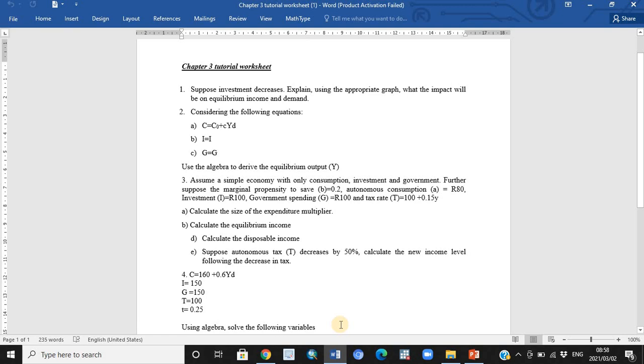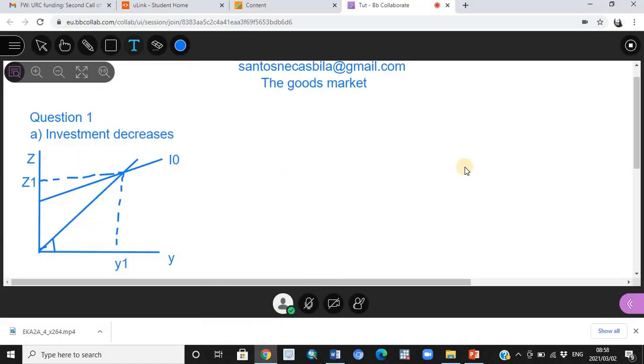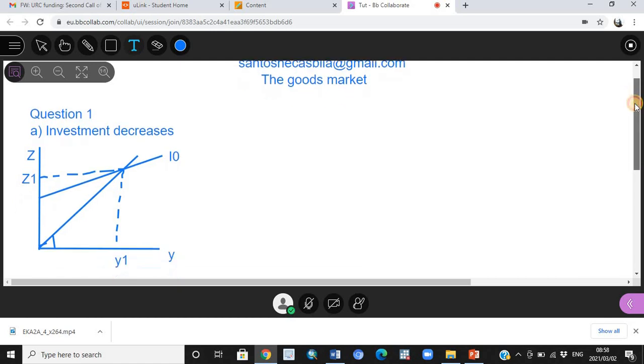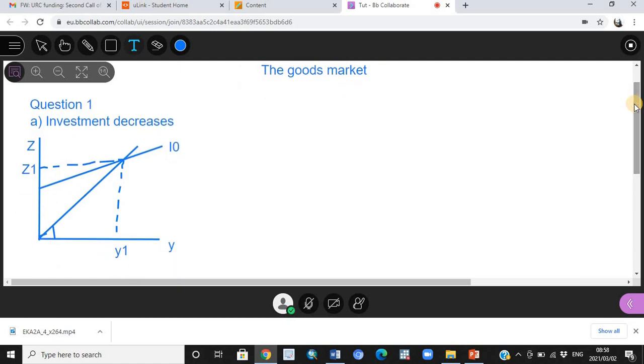Very good. Suppose investment decreases. Explain using the appropriate graph what the impact will be on equilibrium income and demand. Okay, so here I'm just going to share my screen. For the sake of time, I've already drawn the skeleton, the first plot where I'm going to do my analysis.